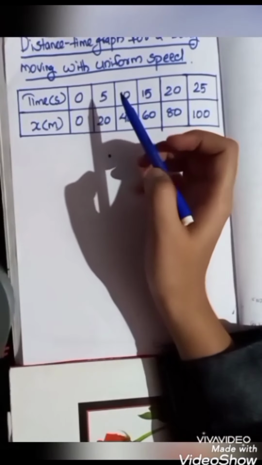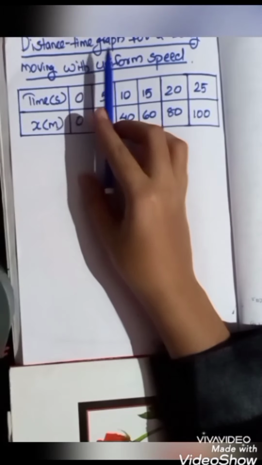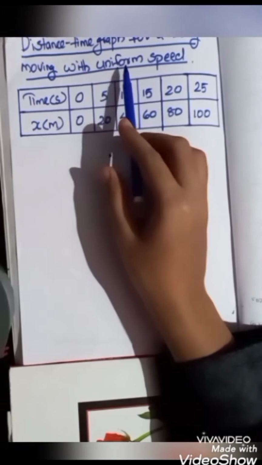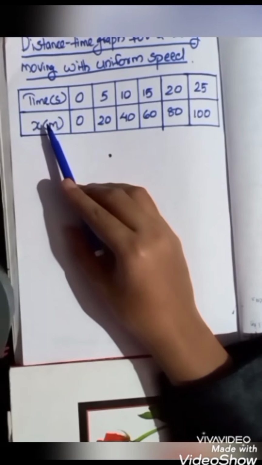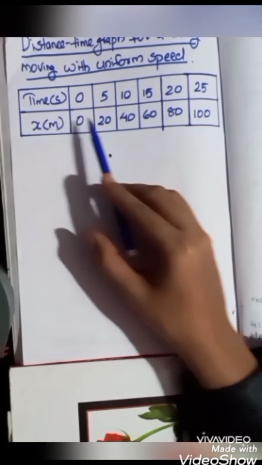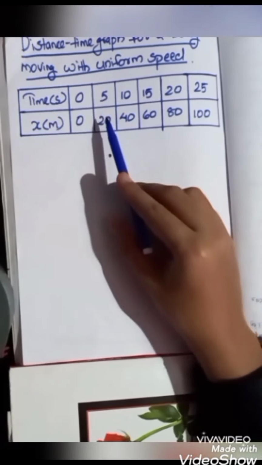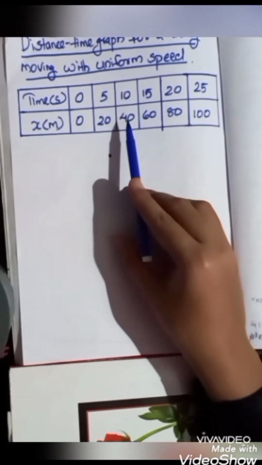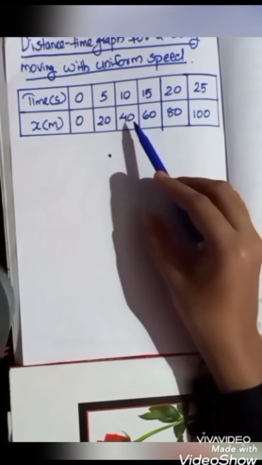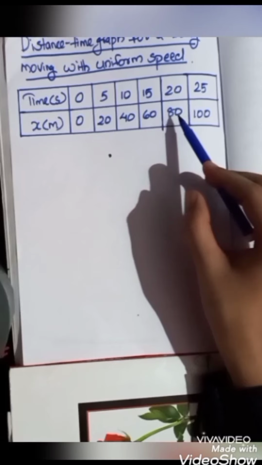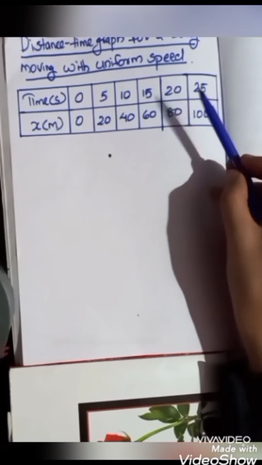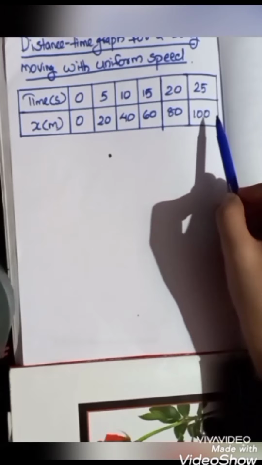We are going to the next part, the distance-time graph for a body moving with a uniform speed. Here the time and the distance are given. At 0 seconds it covers 0 meter. At 5 seconds it covers 20 meter. At 10 seconds it covers 40 meter. At 15 seconds it covers 60 meter. At 20 seconds it covers 80 meter, and at 25 seconds it covers 100 meter. We have to draw the distance-time graph.